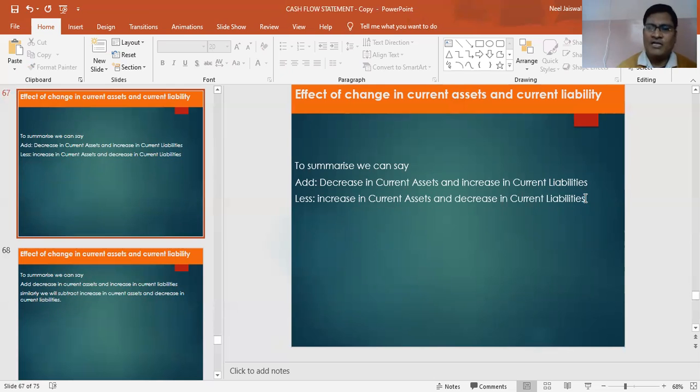So wherever current liability increases, we will add. And we will do vice versa everywhere. Current liability decreases, we will subtract. Current asset decreases, we will add. Current asset increases, we will subtract.